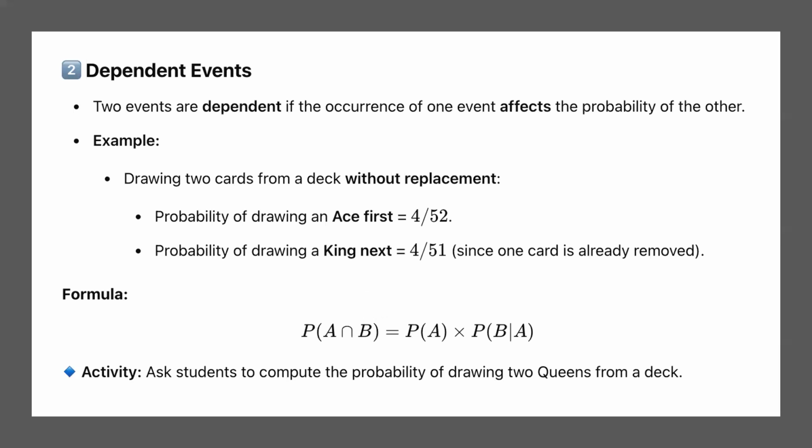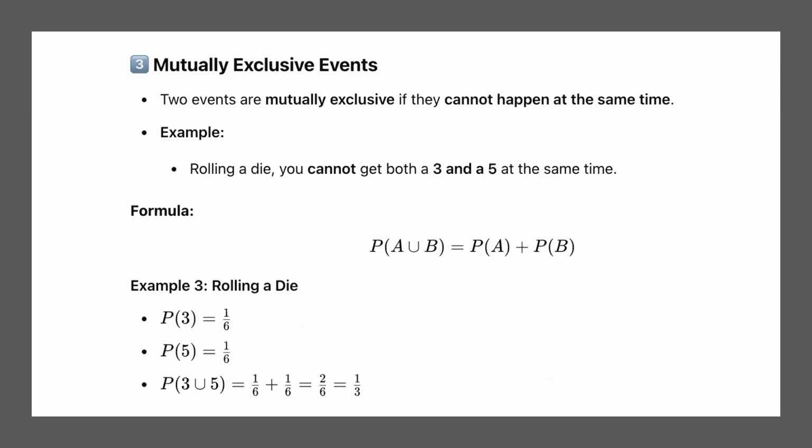Similarly, when will you say two events are dependent? It means one event affects the probability of the other. Let's say drawing two cards from a deck. When you draw the first card, whatever it is, it will affect the probability of your next card. Understood? That's how you identify a dependent event. Now let's talk about the third type of event, the mutually exclusive event.